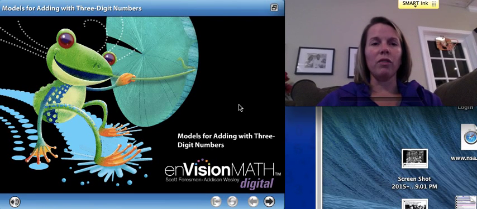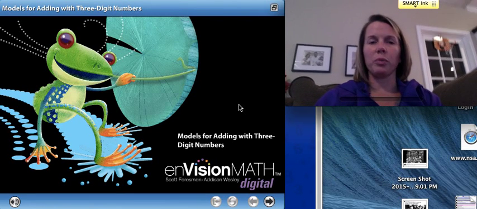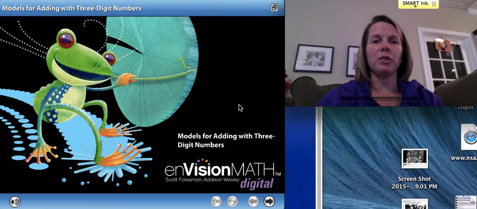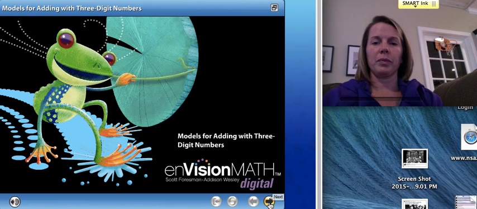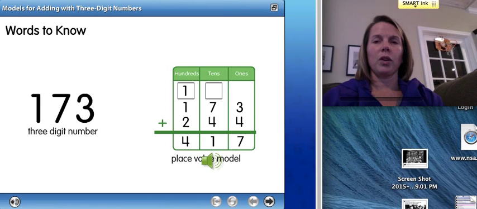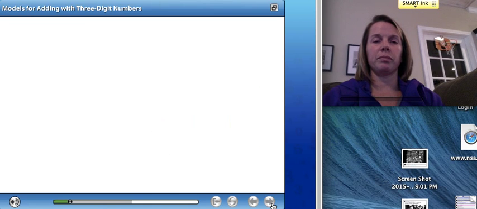Welcome! We are ready for 11-3 and we're working on models for adding with 3-digit numbers. Words we need to know. We need to know a 3-digit number with our hundreds, our tens, and our ones. And we also need to know the place value model, where we model using the digits and 3-digit numbers.